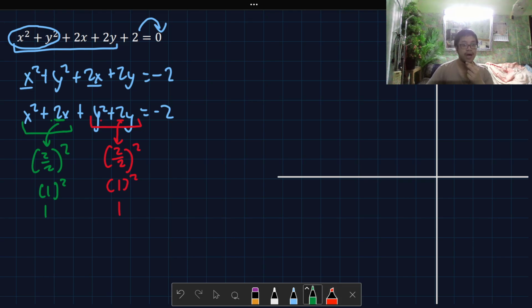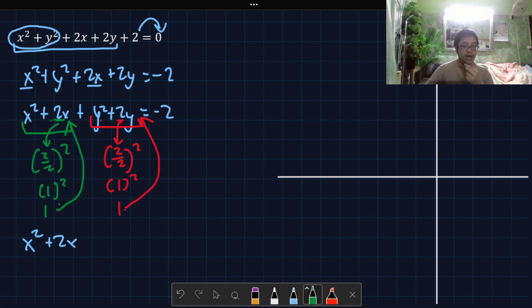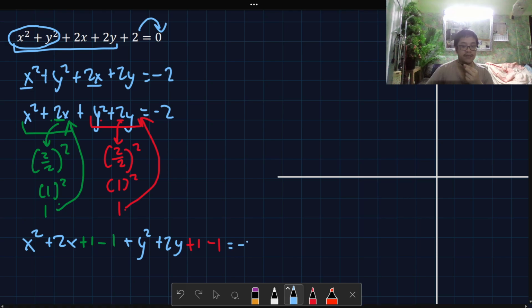So that means for the x, you will have plus 1 minus 1 beside 2x. And for the y, you will have plus 1 minus 1 beside 2y. So you will have x squared plus 2x, then here plus 1 minus 1. Here we have plus y squared plus 2y, then here plus 1 minus 1. Then is equal to negative 2.